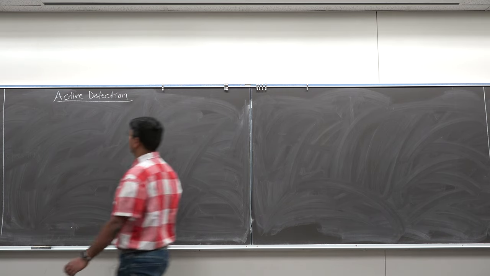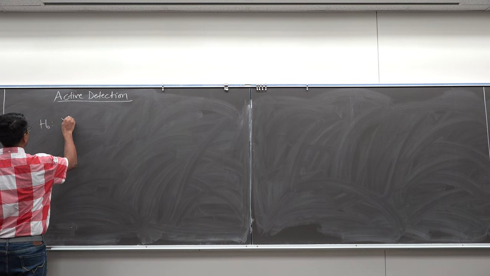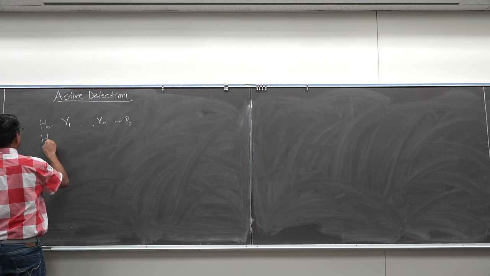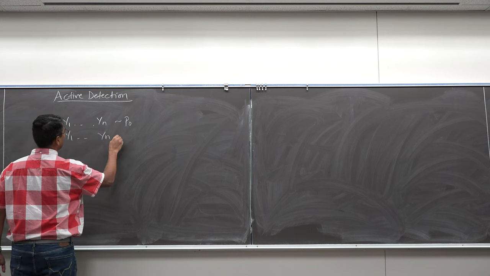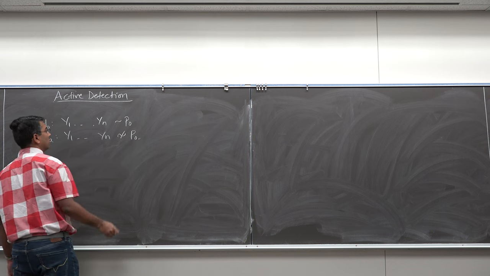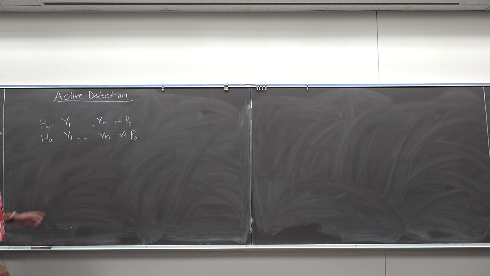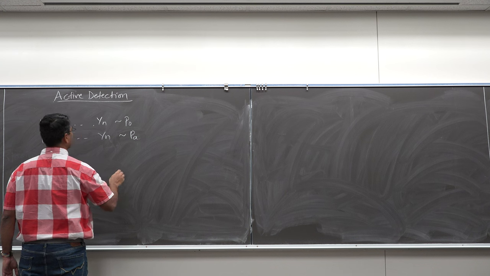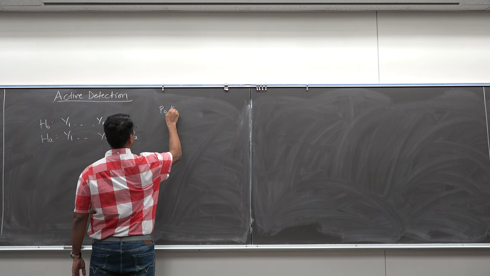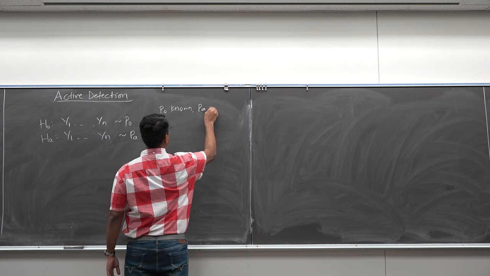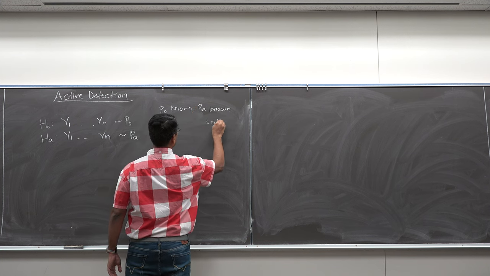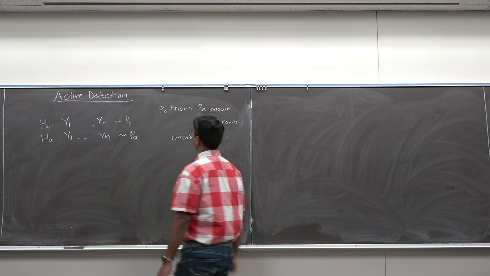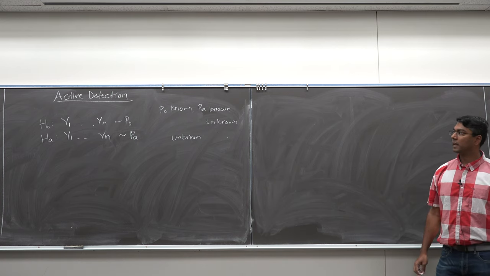We have H naught: Y1 to Yn is distributed according to P0, and HA: Y1 to Yn is not distributed according to P0. In some cases, P0 was known, and in some cases, PA. We considered the case of P0 known, PA known, then PA unknown, and then both of them unknown. Okay, so we considered these cases.